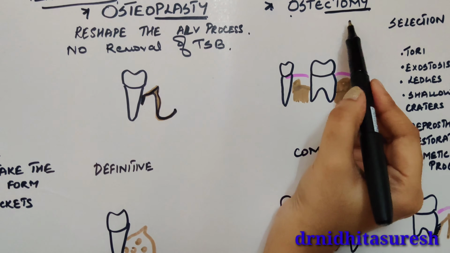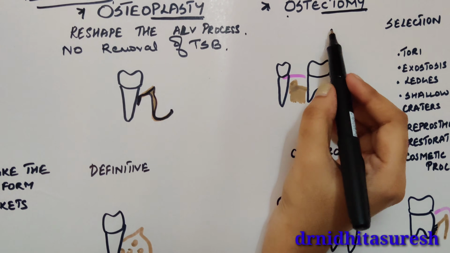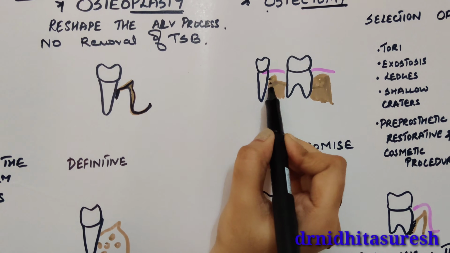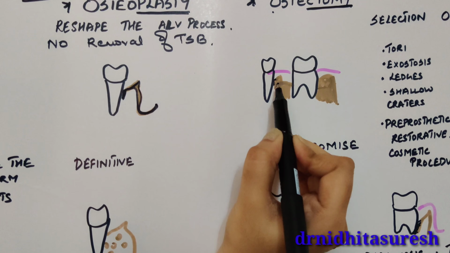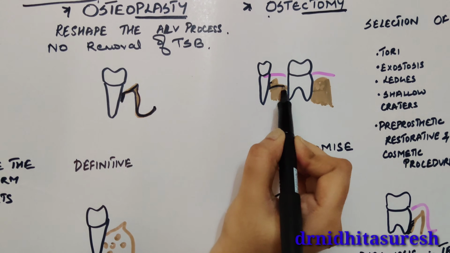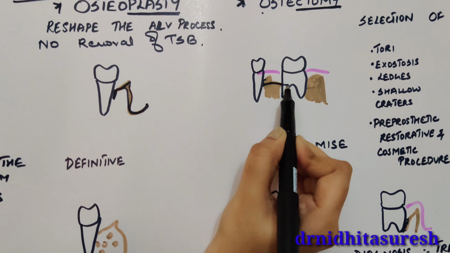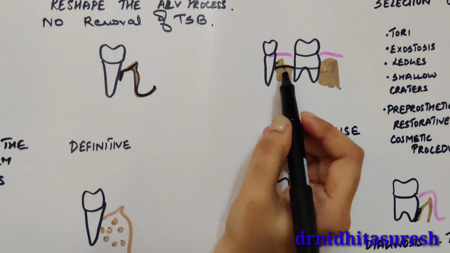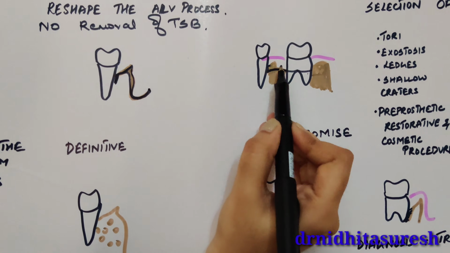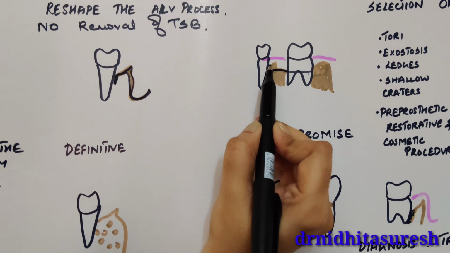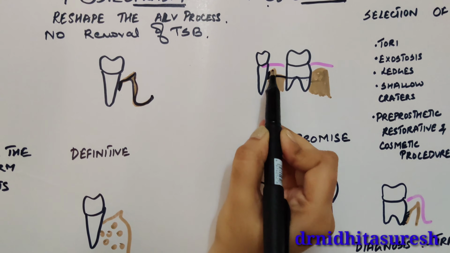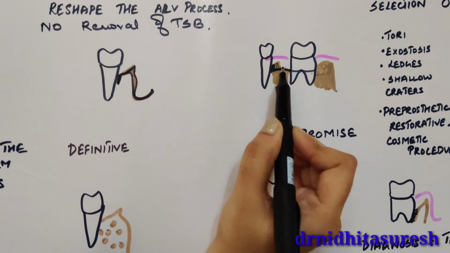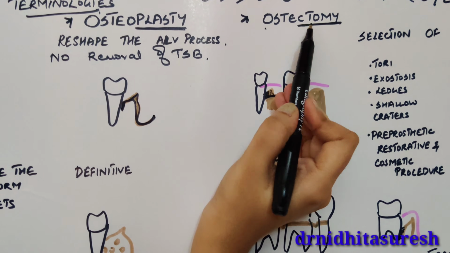So what do we mean by ostectomy? We'll take an example here. Basically this is a one wall defect, and you are doing resective osseous recontouring. In flattening of the interproximal bone, you will basically remove this tooth supporting bone over here. So you are removing the tooth supporting bone, and that is called ostectomy.